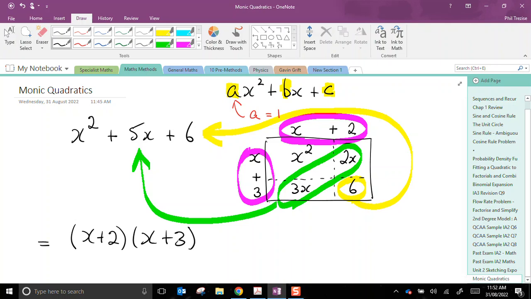Remember, this only works in the case of a monic quadratic where the value of a is positive 1.